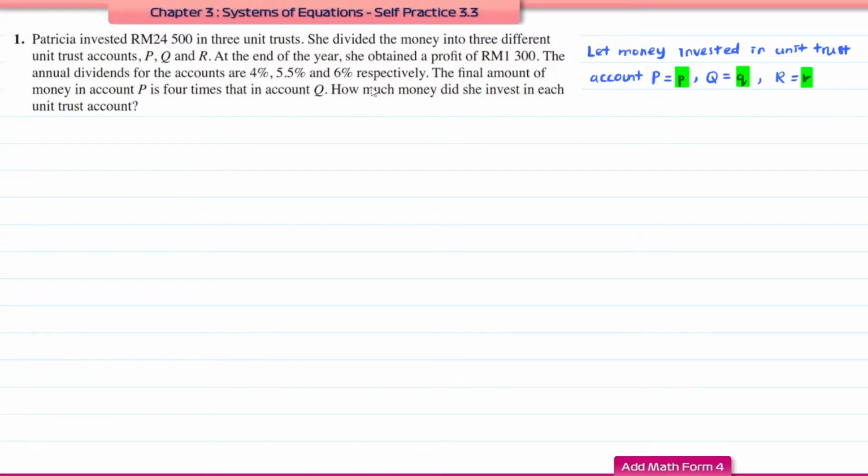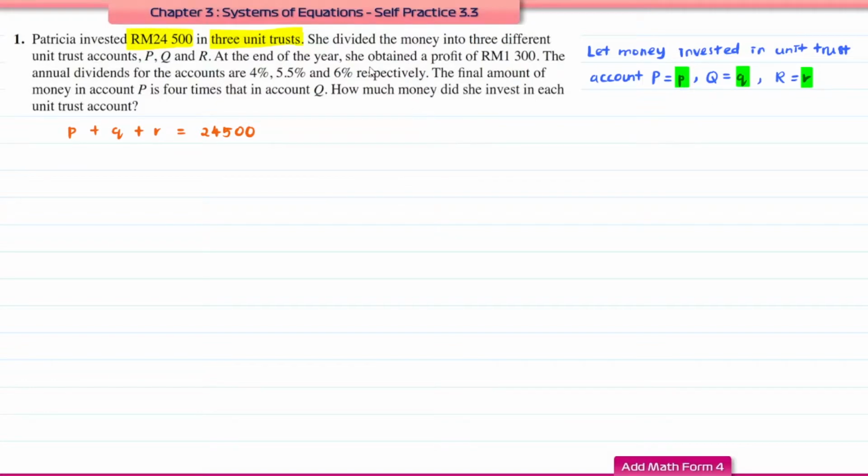First, we're going to form the equations based on the information in the question. Patricia invested 24,500 ringgit in 3 unit trusts, which means the amount of money p plus q plus r is equal to 24,500. So the first equation is p plus q plus r equal to 24,500.